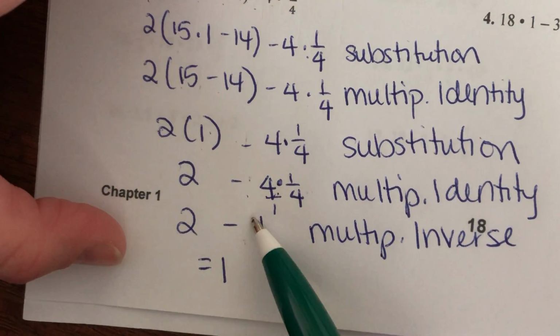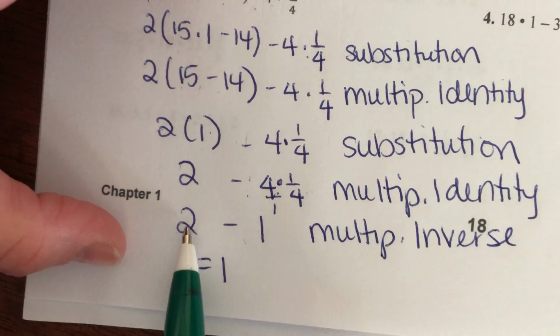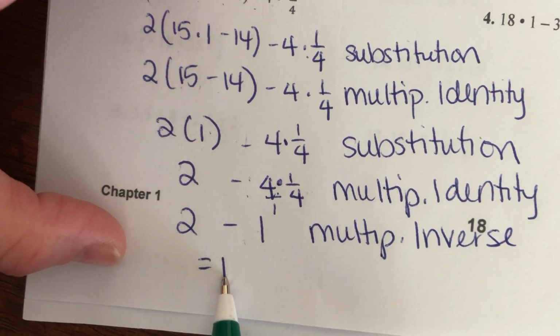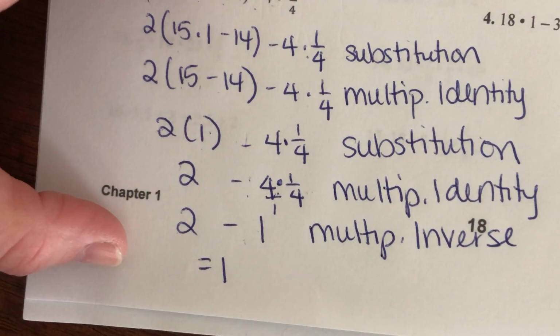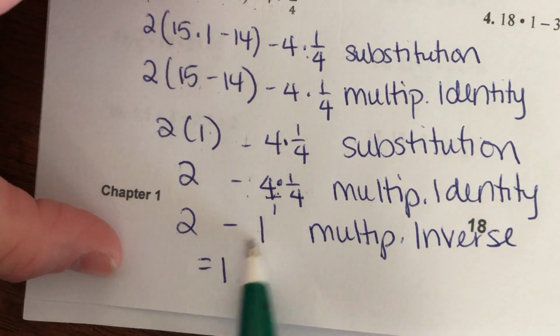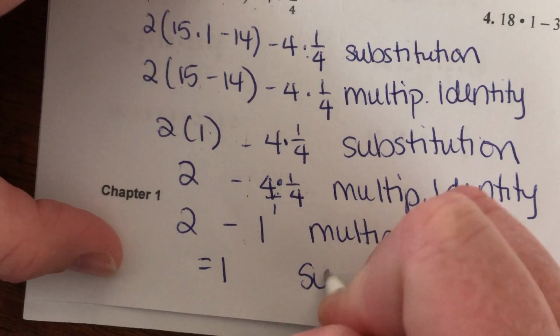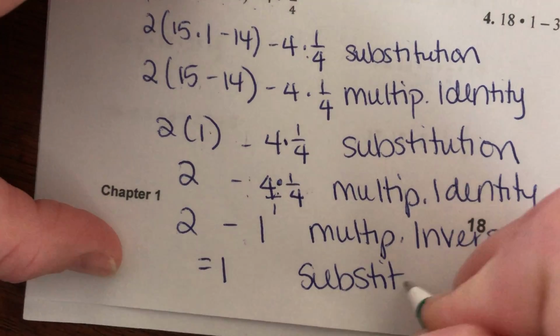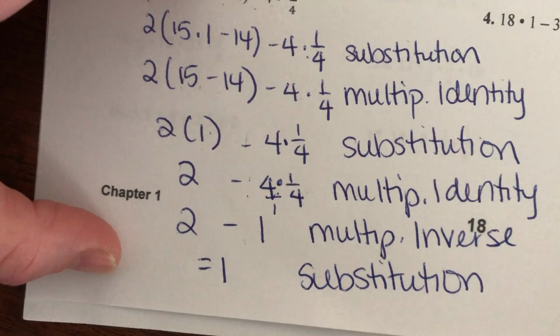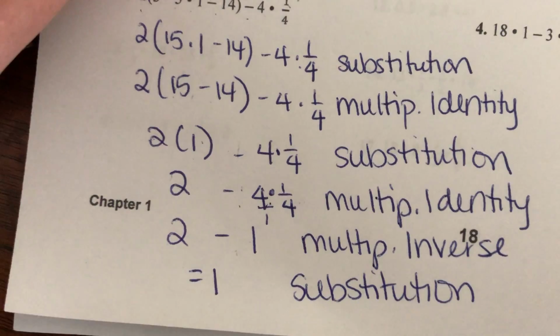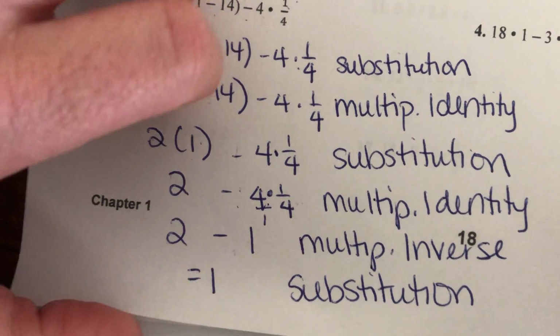And then lastly, to get from here to here, I just subtracted 2 minus 1 and got 1. That doesn't fit any other properties except for I'm taking a value and I'm replacing it with something that's worth the same thing, so that's substitution. Whenever any of the other properties don't work, your default is always substitution. Okay, so hopefully that helped.